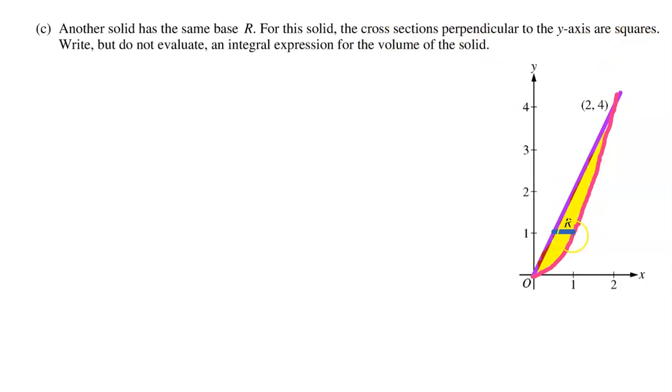Another difference is that on the previous problem, we were slicing vertically. Our cross sections were perpendicular to the x-axis. But for part C, we are slicing horizontally, which means that in the end, when we integrate and add up all of these slices to find the volume, we will be adding vertically. So we are going to have to integrate with respect to y on this problem.